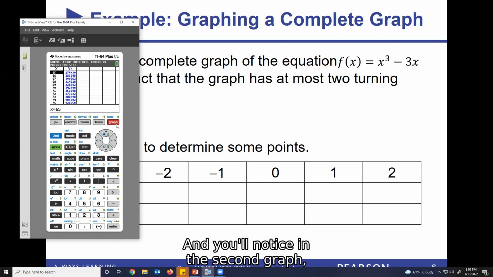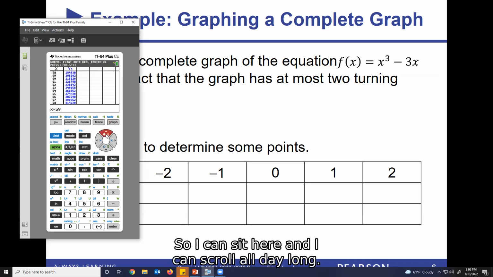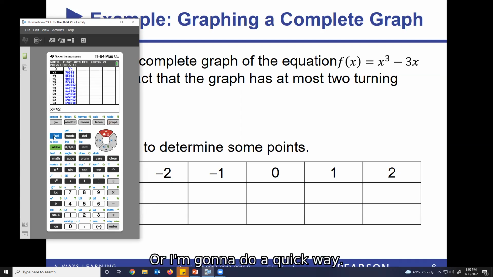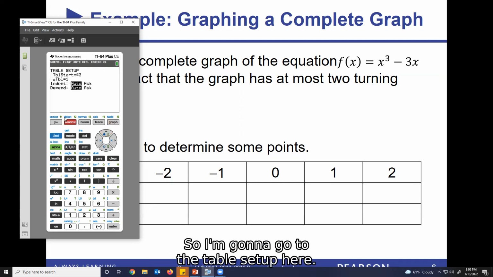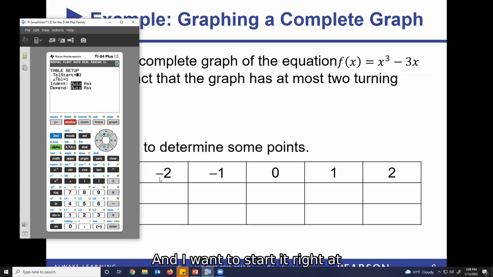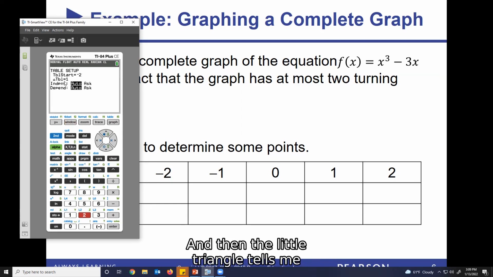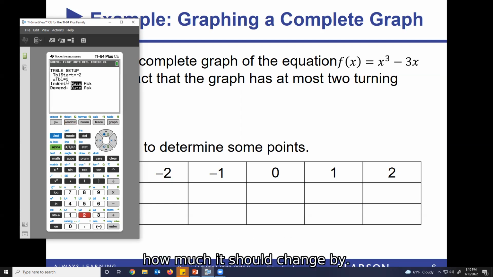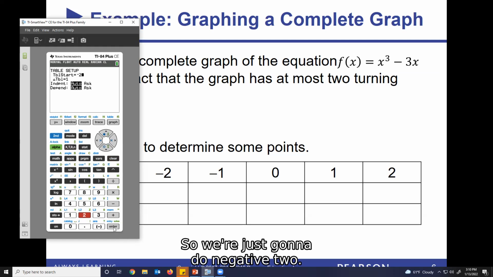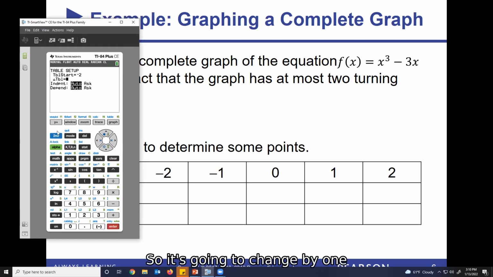And you'll notice in second graph, I'm going to go to the table. Right now, my table is way off in the super high levels. I can sit here and scroll all day long, or I'm going to do a quick way. I'm going to go to the table setup. Second window, right above it in blue, is table setup. I want to start it right at -2 because that's where my first point is. And then the little triangle tells me how much it should change by. So it's going to change by 1 every time.